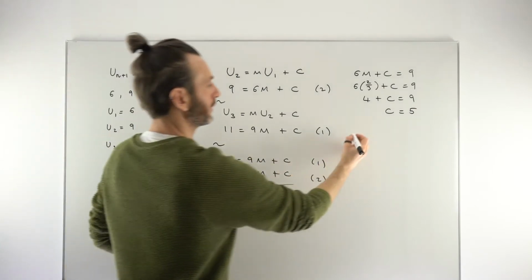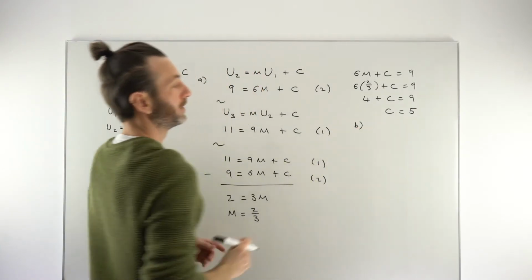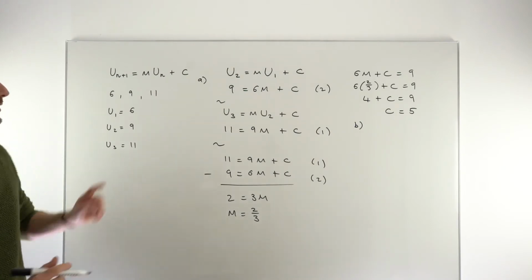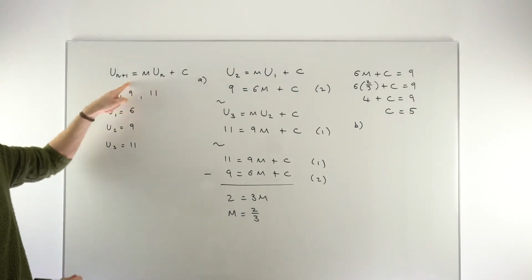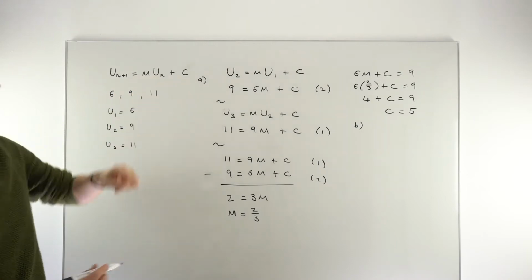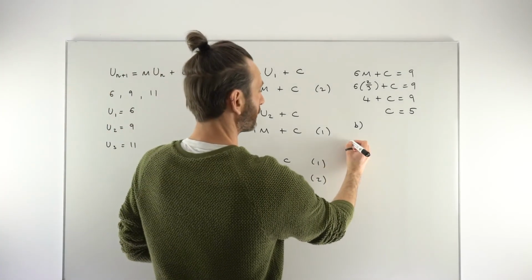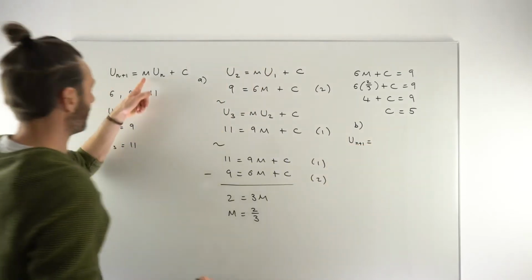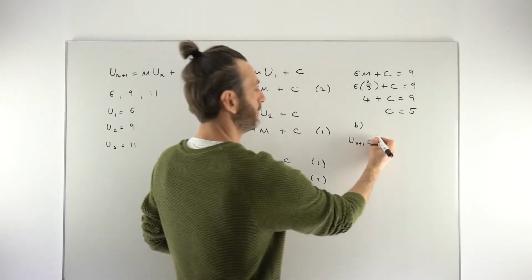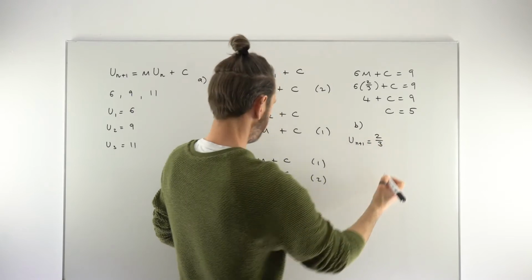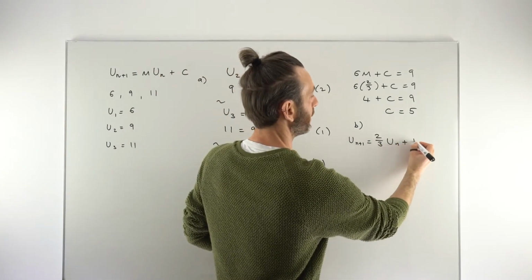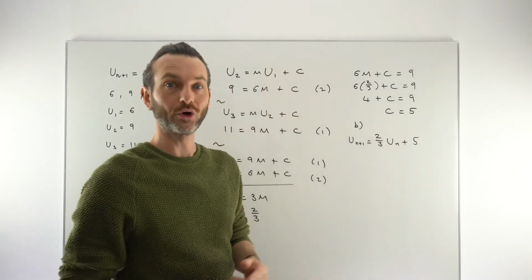In part B of the question, they're asking us to then make the next term in the sequence, the fourth term. So we can go back to our recurrence relation and populate it with the m and the c value. So we can update our recurrence relation. So we now know that it's un plus 1 equals the m value, which is 2 over 3, times un plus the c value, which is 5. So this is now our actual recurrence relation.